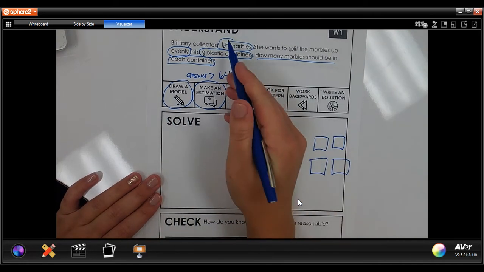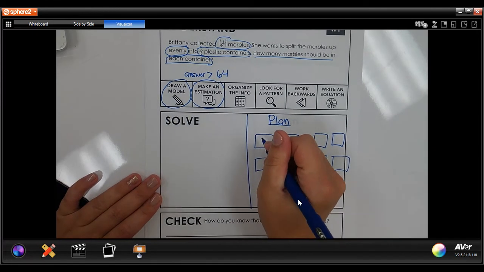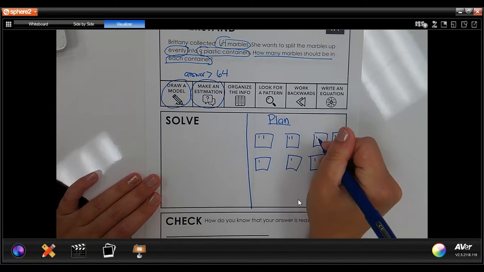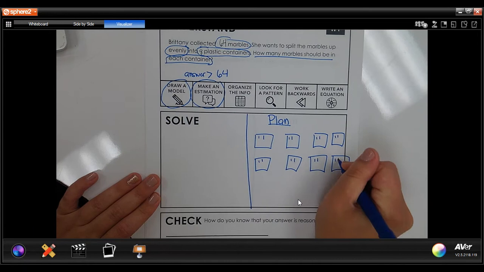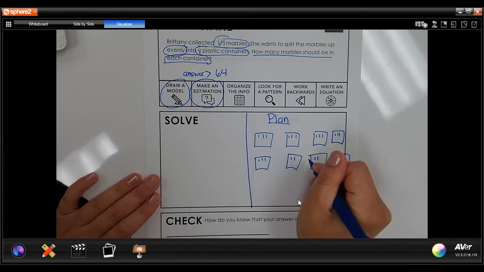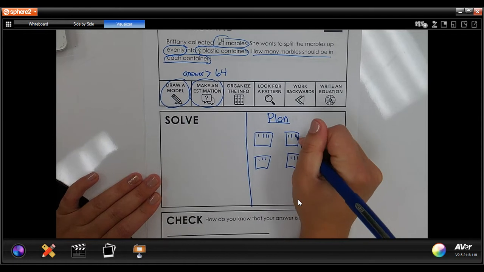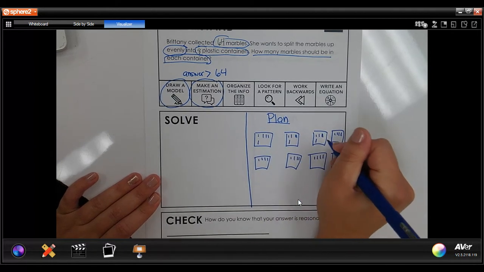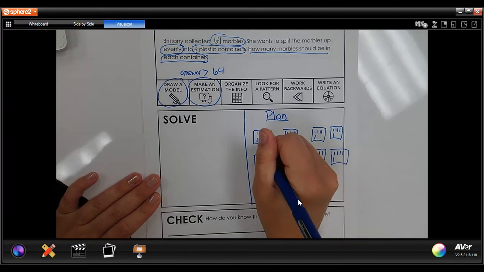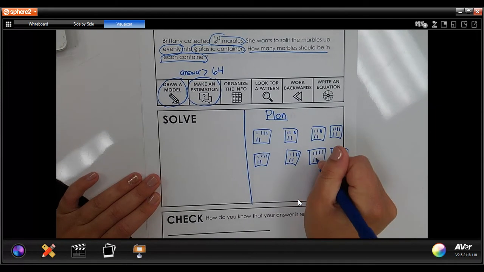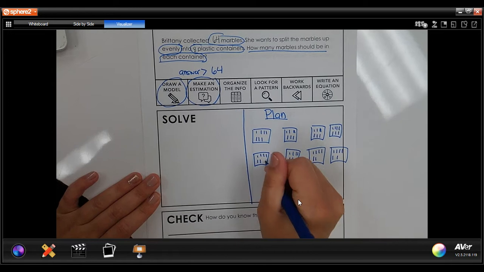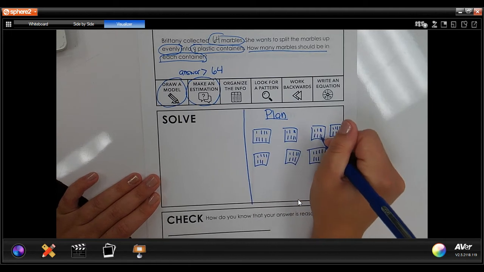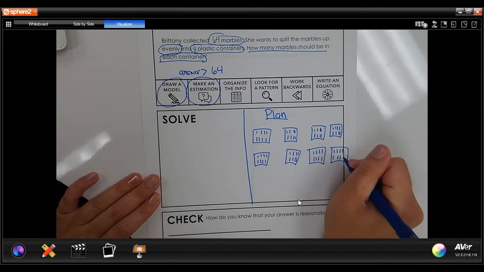So I'm going to start counting up to 64 by putting 1 in each until I get all the way up to 64. 1, 2, 3, 4, 5, 6, 7, 8, 9, 10, and so on, up through 60, 61, 62, 63, and 64.